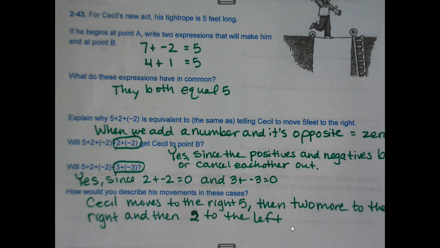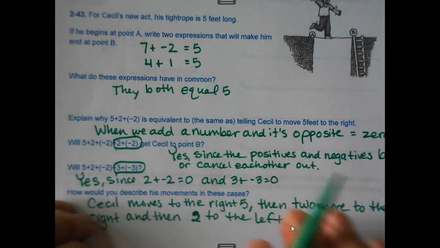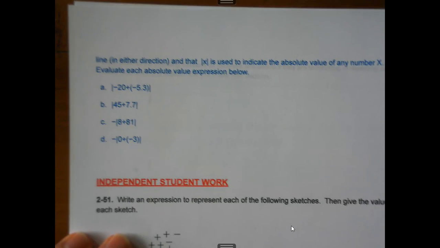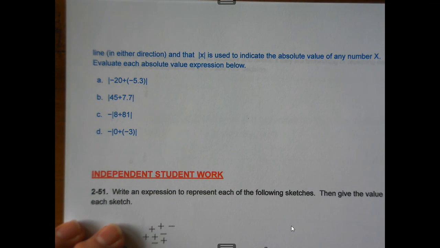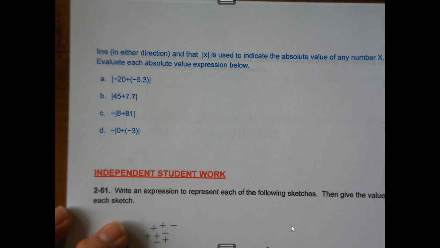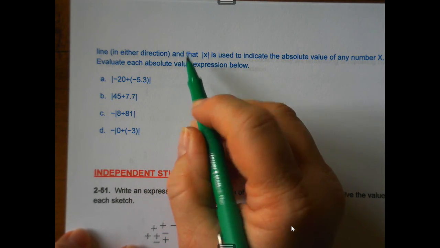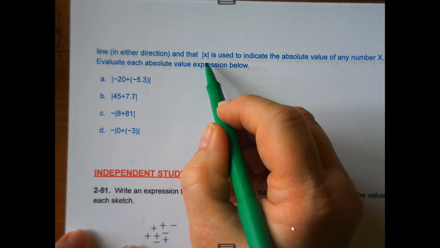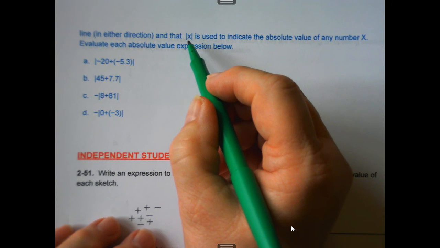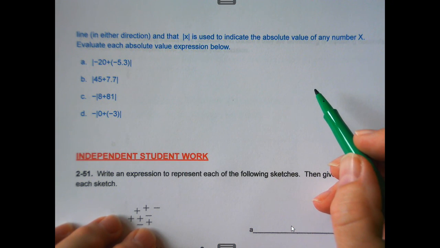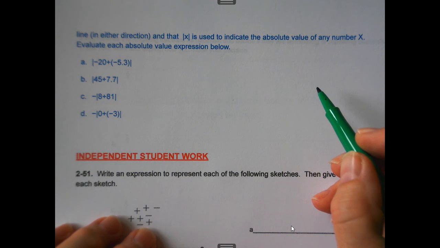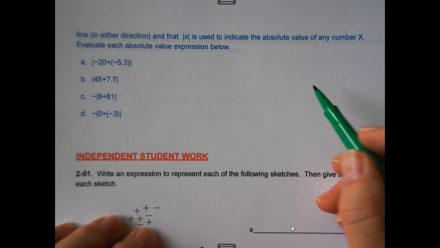Our next problem that we're going to go over together starts by saying the amount that we move in a number sentence or on a number line is one way to describe the absolute value of a number. In a previous course, you may have learned that absolute value is distance on a number line, which is in either direction, and that x with the absolute value symbol around it is used to indicate the absolute value of any number x. We need to evaluate each absolute value expression below. Basically, what we're doing is finding the answer.